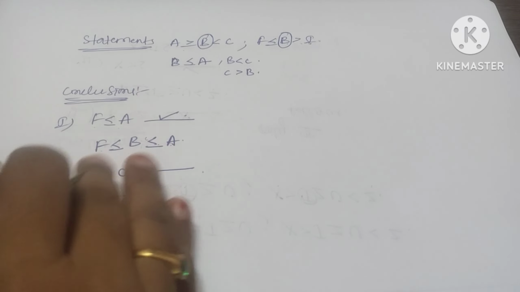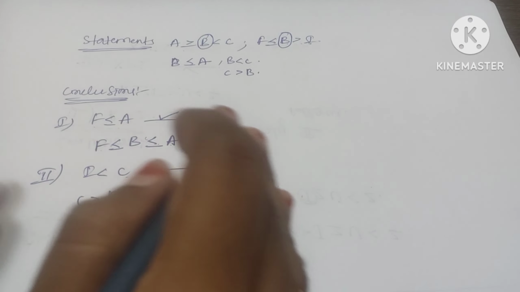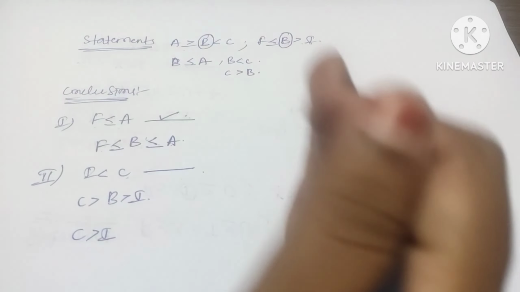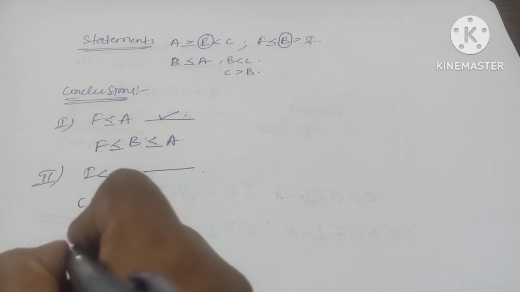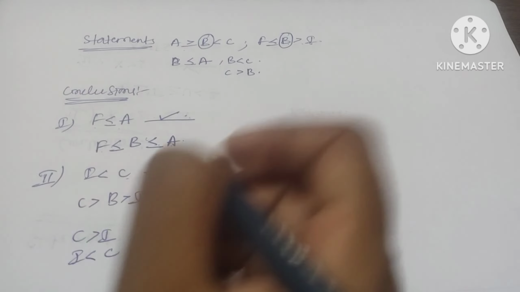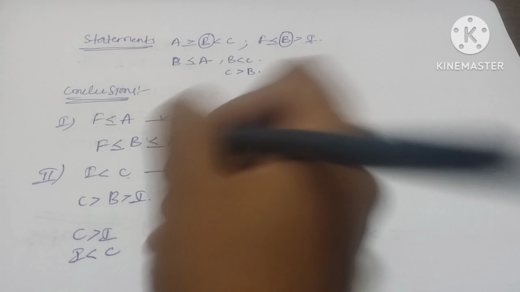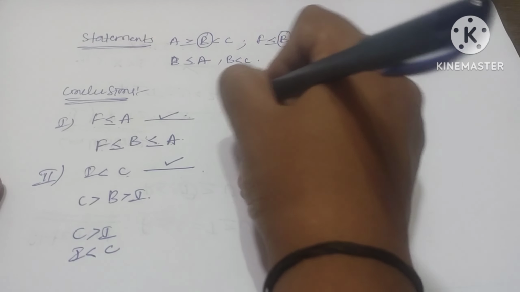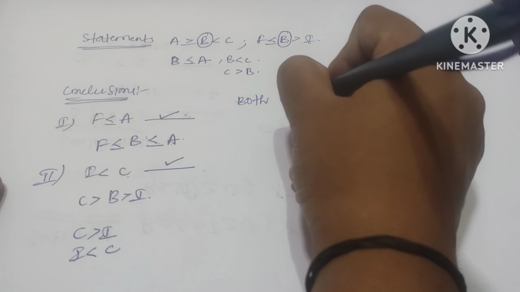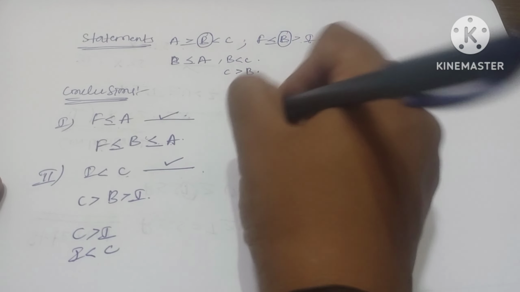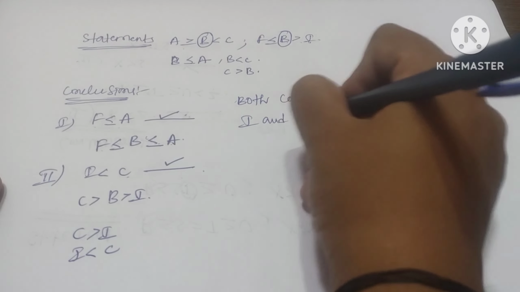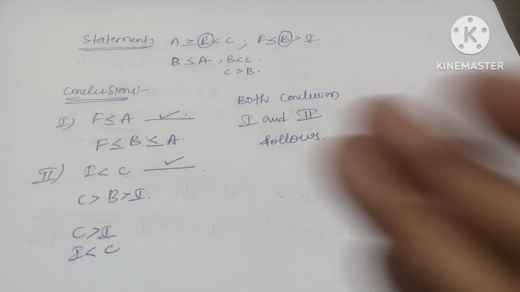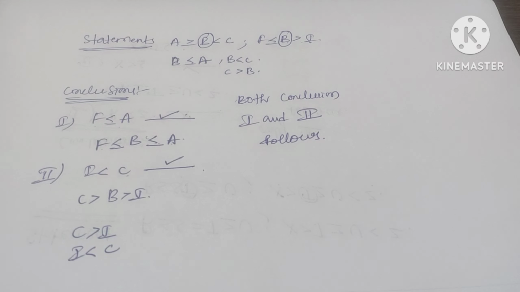In between I and C, less than should be there regarding the conclusion. Here, C is greater than I. If C is greater than I, it means I is less than C, right? So, this conclusion also follows. Now, what is the answer? Both conclusions 1 and 2 follow. Got it? Now, this is the answer for this particular question.